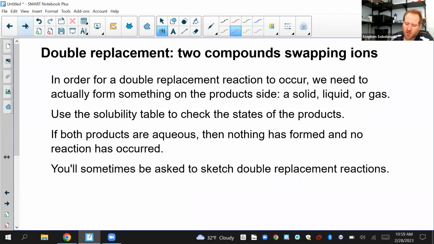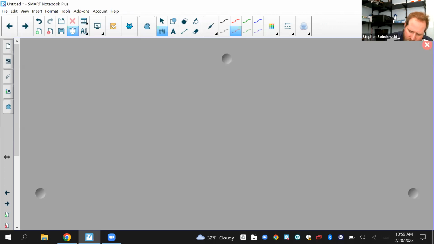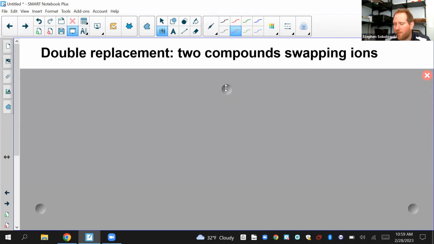The next type of reaction is called double replacement. Let me hide some of this here. So we have 2 compounds swapping ions. So think of it as like AB plus CD. So ion, cation, anion plus cation, anion. And they're just going to swap partners.